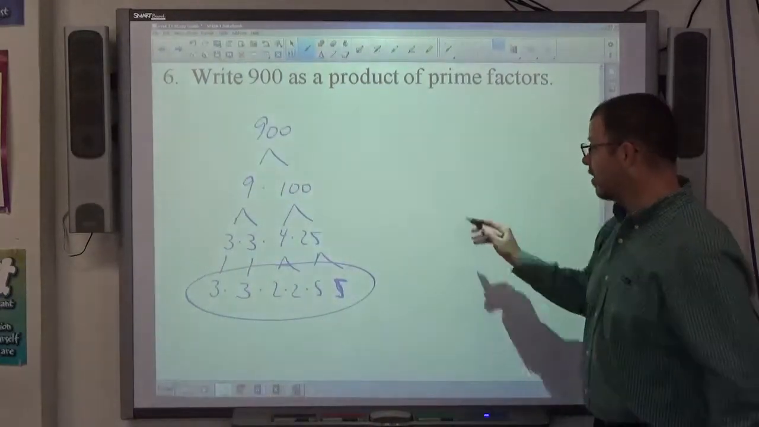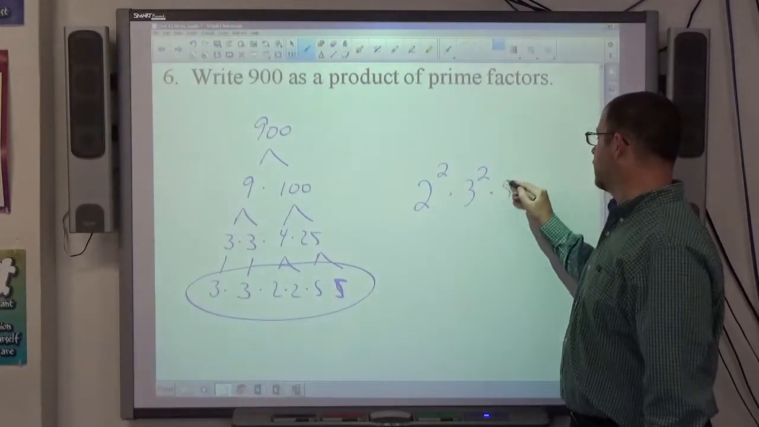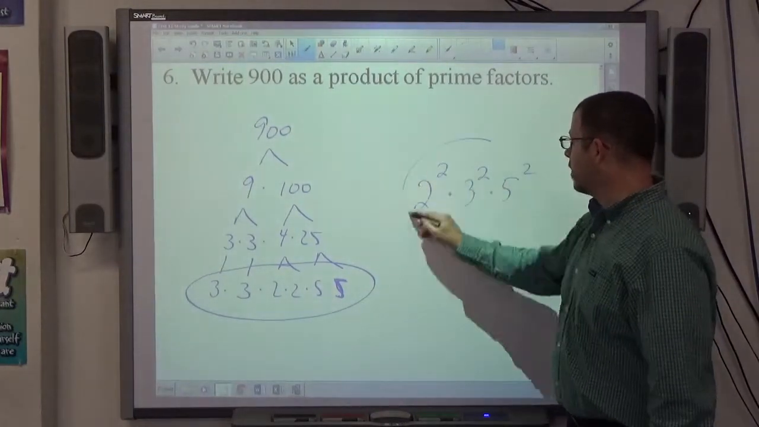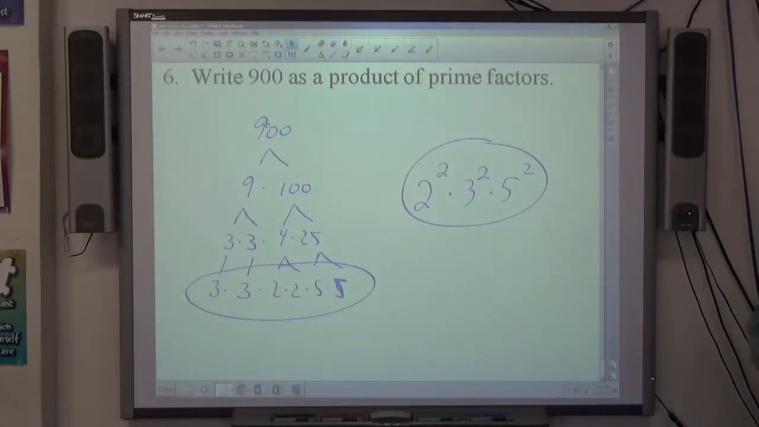If you want to write it like that, that's fine. 2 squared times 3 squared times 5 squared is my preferred way of writing it, but I'm fine with both ways. So give me the correct answer, all prime numbers, and the product of those numbers should be 900.